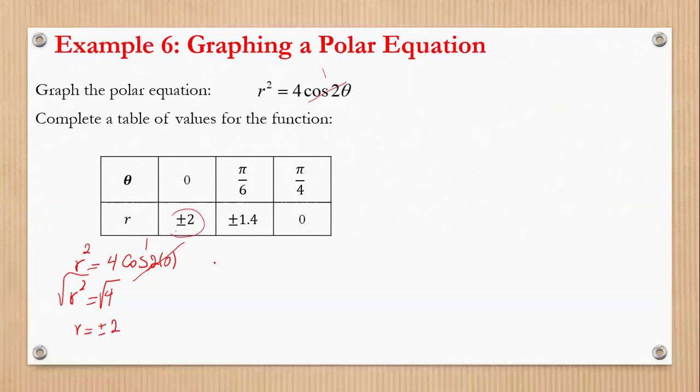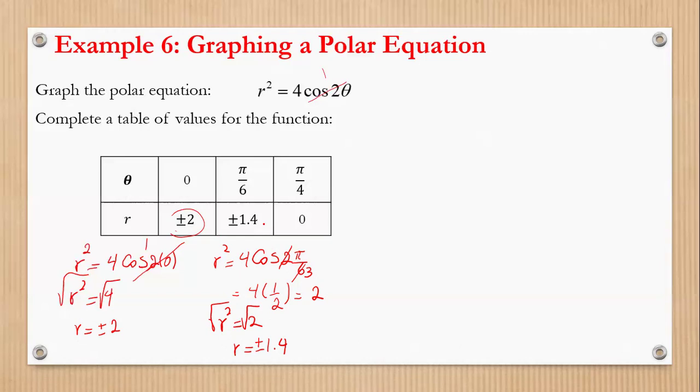If you replace theta with pi over 6, 2 times pi over 6, if you simplify, you get pi over 3. The cosine of pi over 3, the cosine of 60 degrees, is 1/2. So you get 4 times 1/2, which is 2. So r squared equals 2. Now we need to take the square root of both sides. So the square root of 2 is 1.4. But we know that every time we take the square root of both sides, we need a plus and minus. So the answer is plus or minus 1.4.